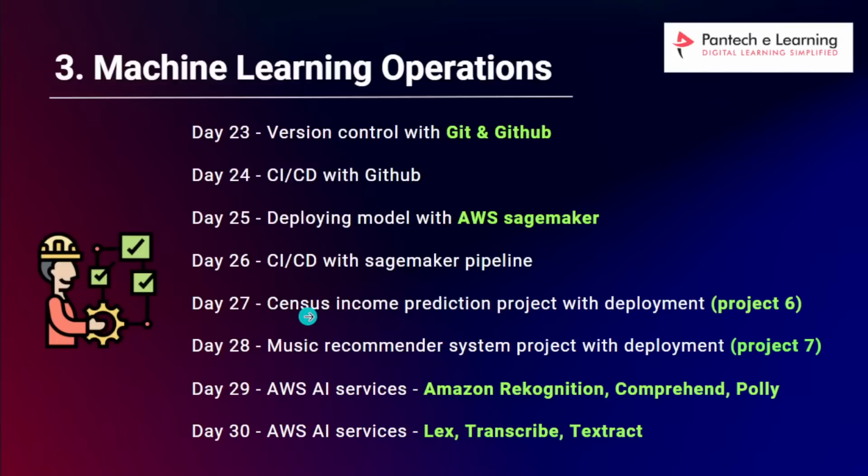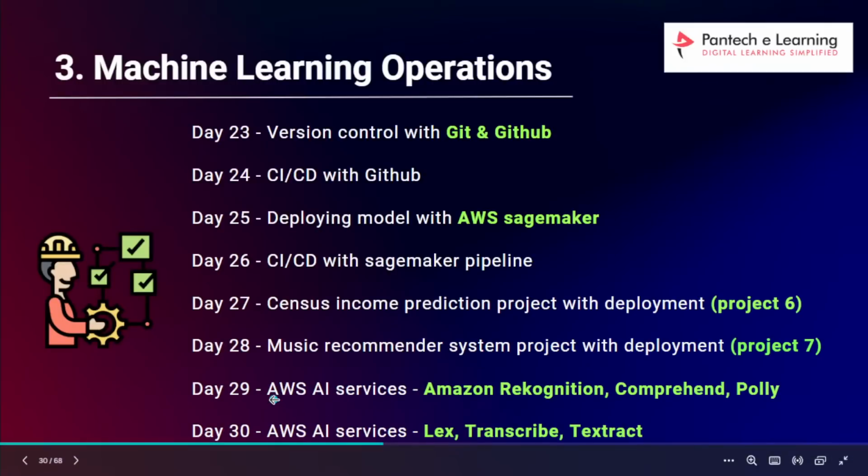And then the final two projects are important. How to do the machine learning operations project, census income prediction project with deployment, and music recommender system project with deployment. Okay. And also AWS is providing additional services, like Amazon Rekognition for image processing tasks, Comprehend, Polly, Lex, Transcribe, and Textract. So in the last 2 days we'll cover how to use these services.